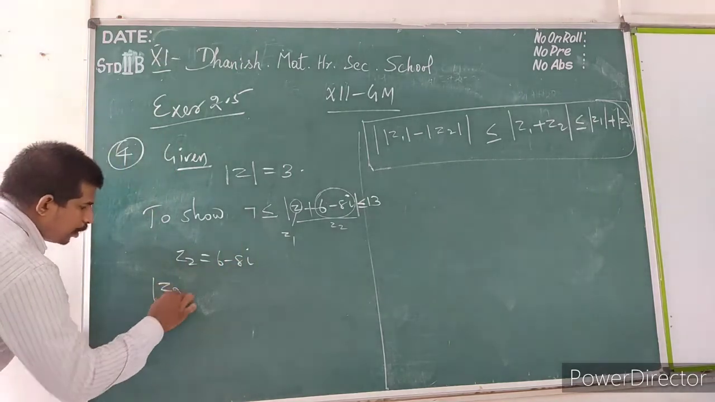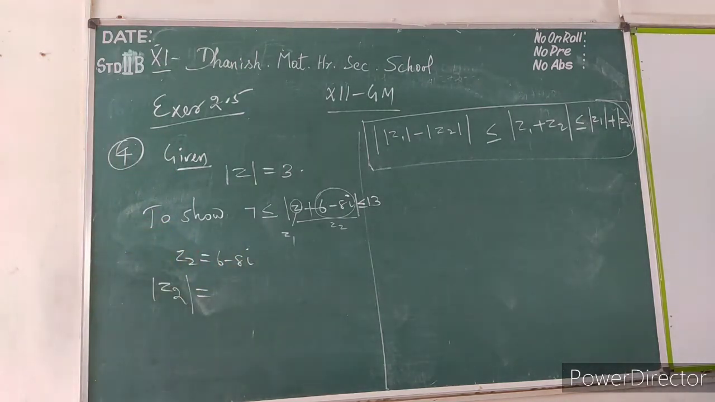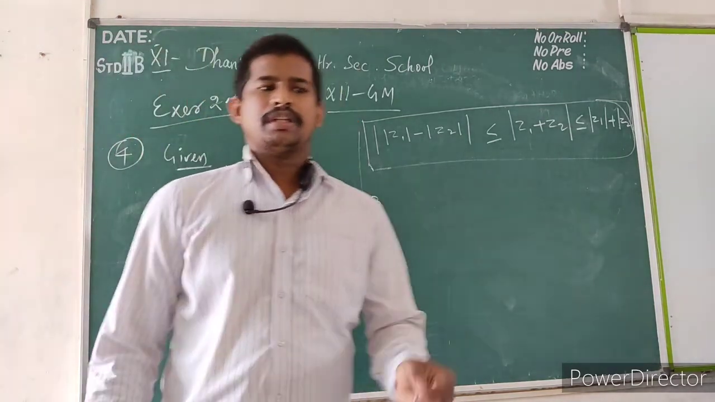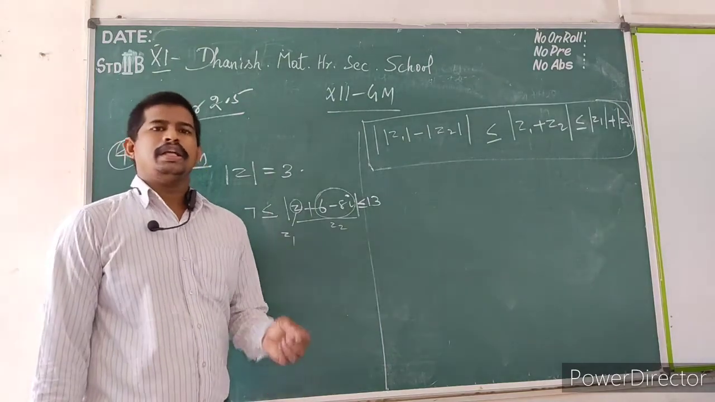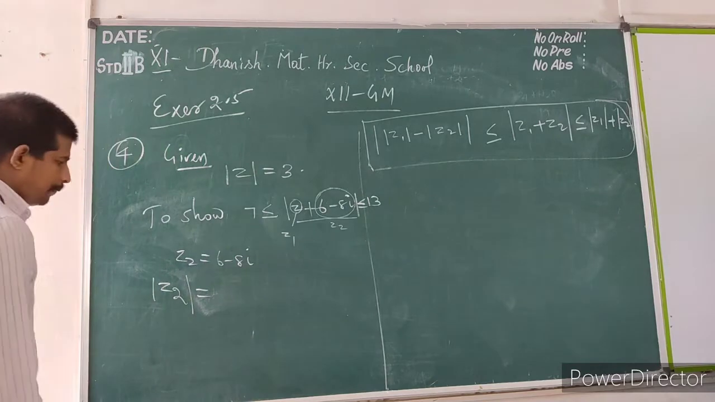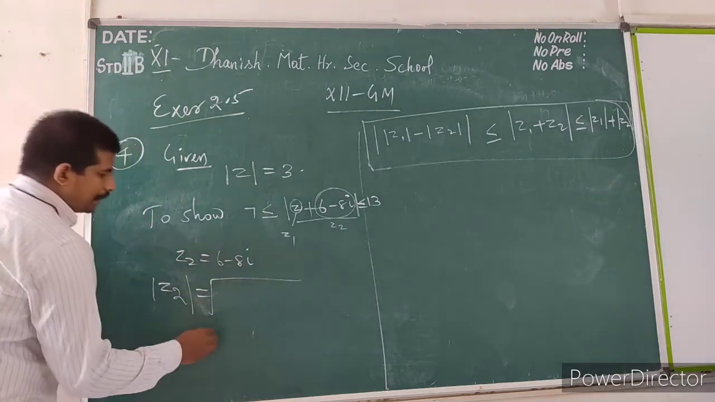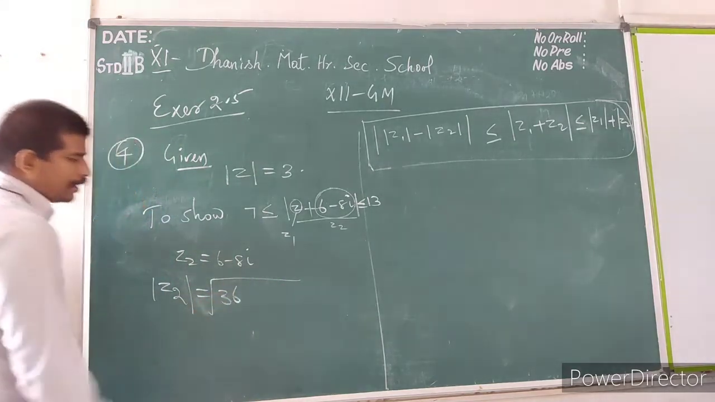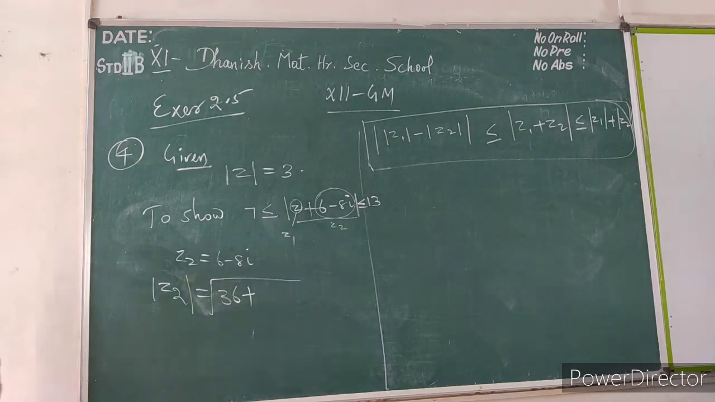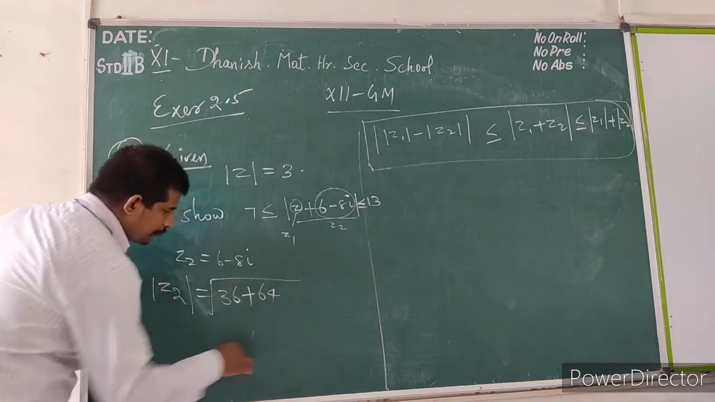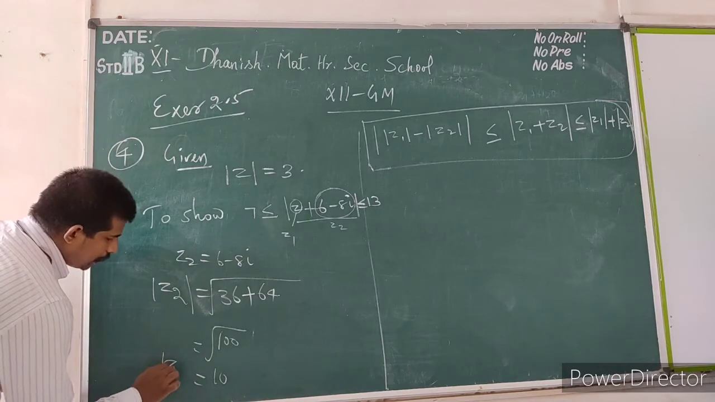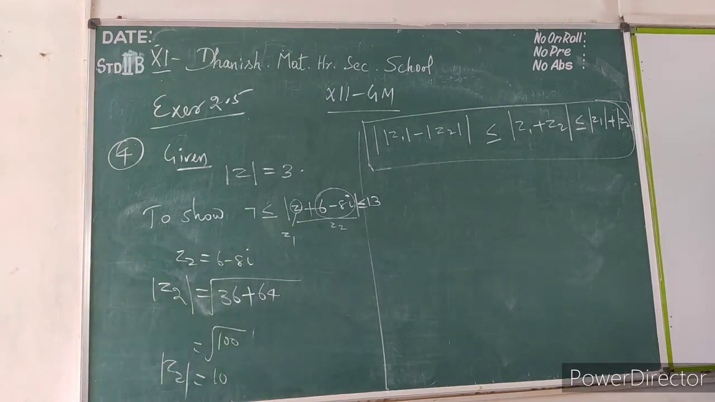For this I am going to find modulus z2. I already told you how to find the modulus of a complex number: it is the square root of real part squared plus imaginary part squared. So root of 6 squared, which is 36, plus the imaginary part minus 8 squared, which is 64. That is root 100, which is 10. Here modulus z2 equals 10.